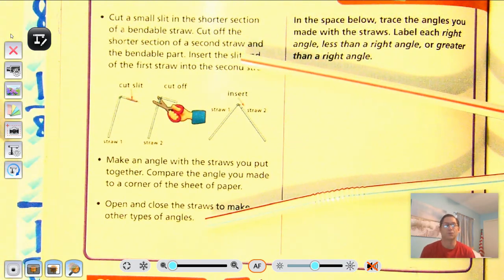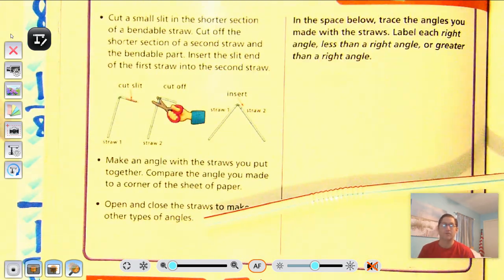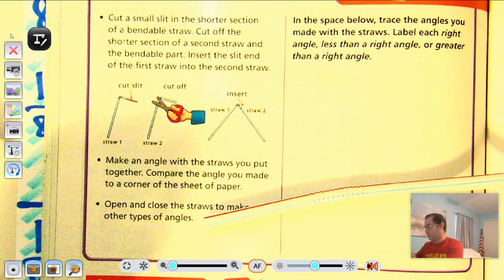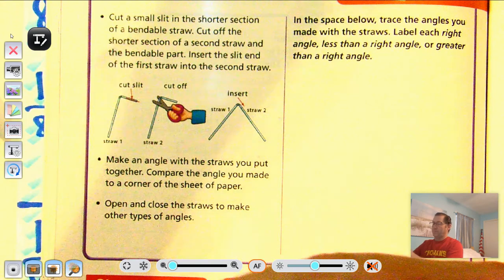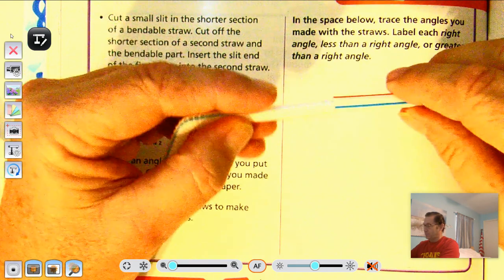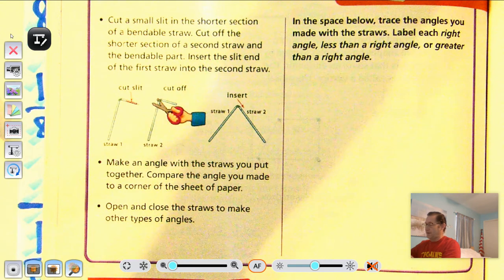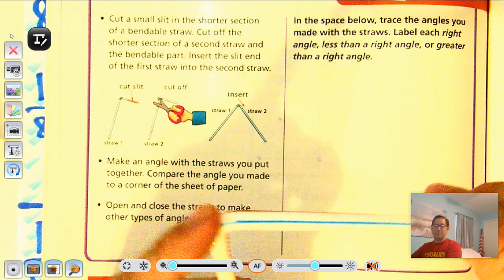Now you're going to, actually let me repeat, cut off the shorter section of the second straw and the bendable part. Okay, so we're just going to be left with the longer part of the straw. And now you're going to insert the slit end of the first straw into the second straw. So remember, we put a slit in the shorter section of the first straw, push it into the second straw, push it all the way in until it meets the bendable part.